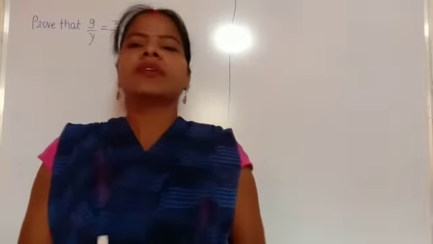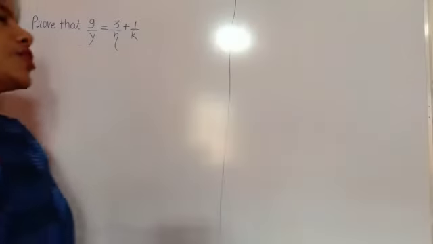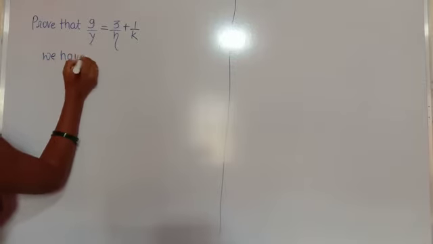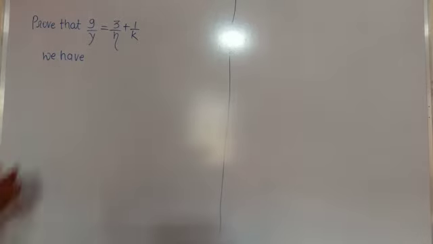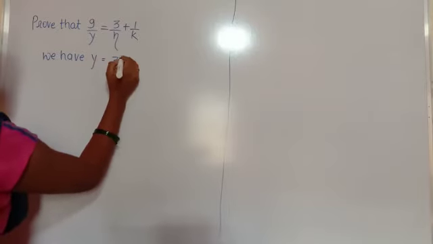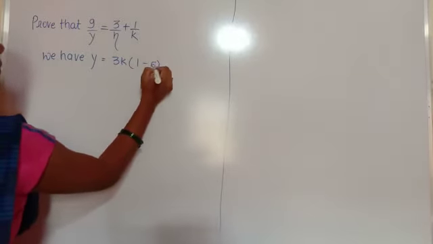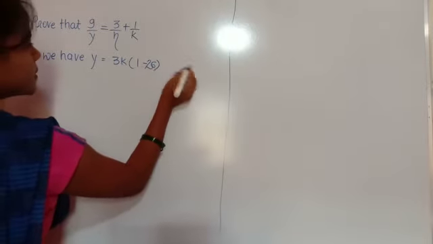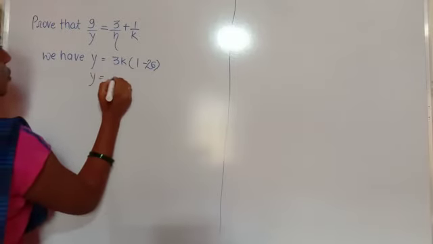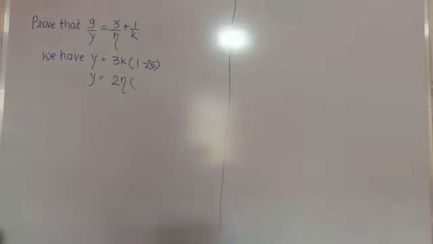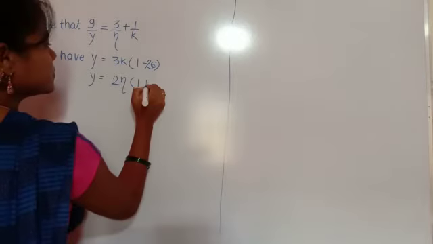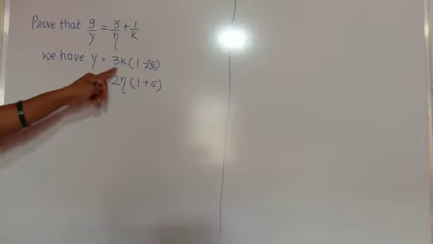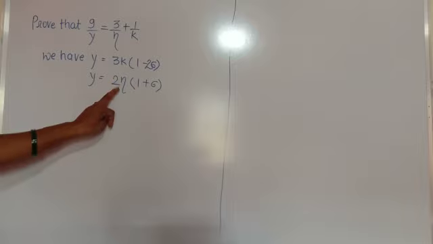Hello, good morning. In the previous class, we calculated two relations between Y, K and eta. The first relation is Y equals 3K(1 minus 2 sigma). The second relation is Y equals 2 eta (1 plus sigma). So these two relations we already calculated in the previous class, that is the relation between Y, K and sigma, and the relation between Y, eta and sigma.